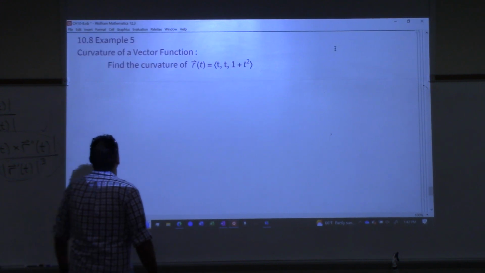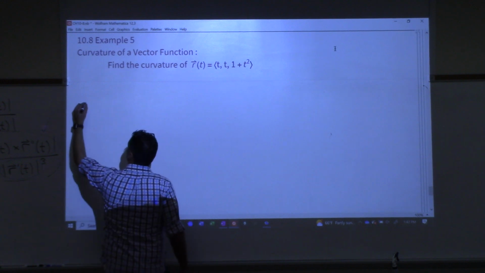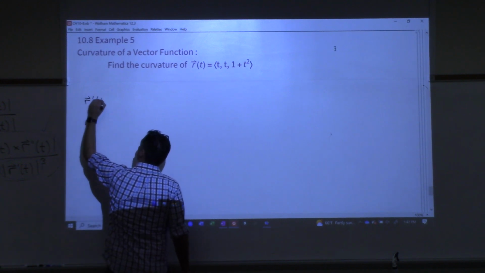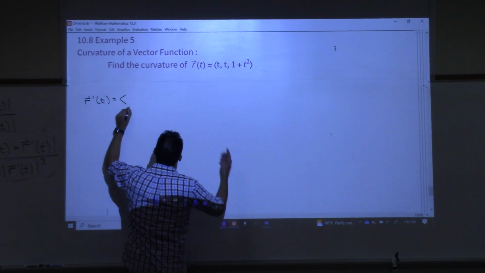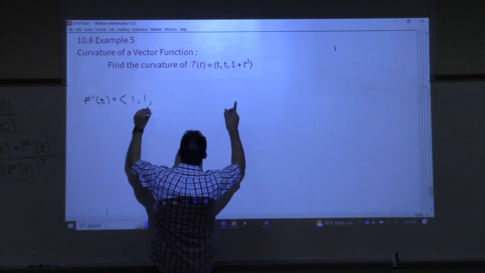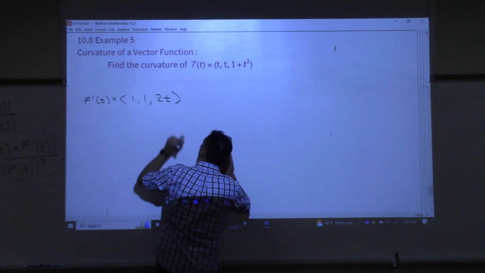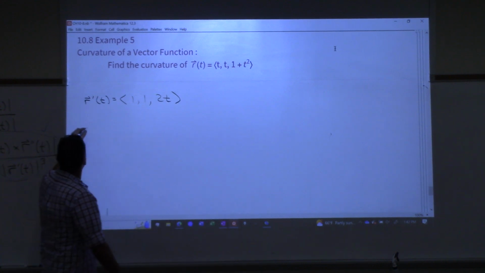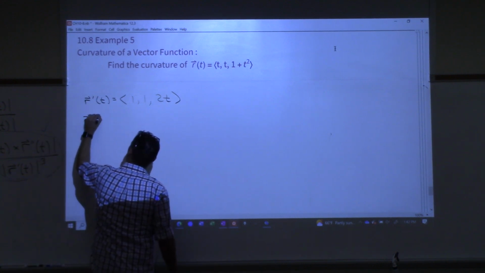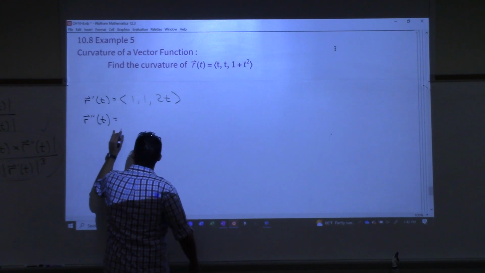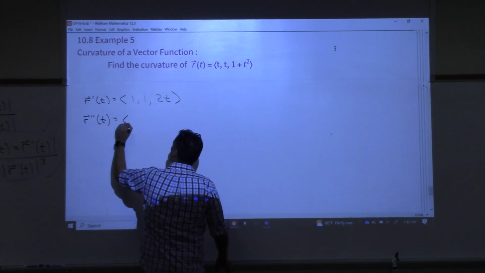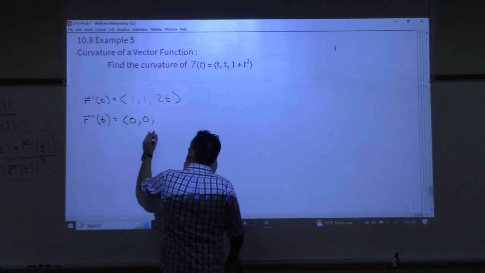So here we go, find the curvature. I'm going to need the first derivative, right? So first derivative of this, pretty straightforward. Do the derivative of each one of the components, like that, right? That's our first derivative. Second derivative is what, 0, 0, 2?